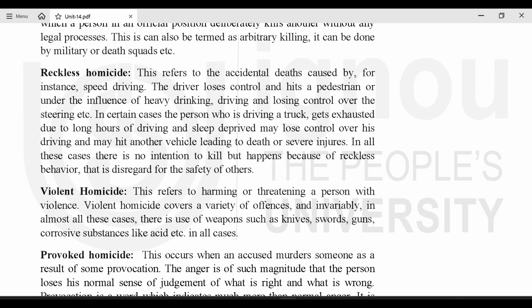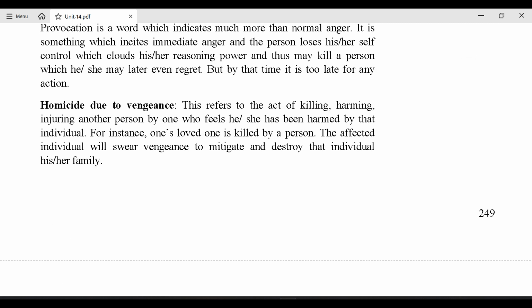Provoked homicide. This occurs when an accused murders someone as a result of some provocation. The anger is of such magnitude that the person loses his normal sense of judgment of what is right and what is wrong. Provocation is a word which indicates much more than normal anger. It is something which incites immediate anger, and the person loses his/her self-control, which clouds his/her reasoning power and thus may kill a person, which he/she may later even regret. But by that time it is too late for any action.